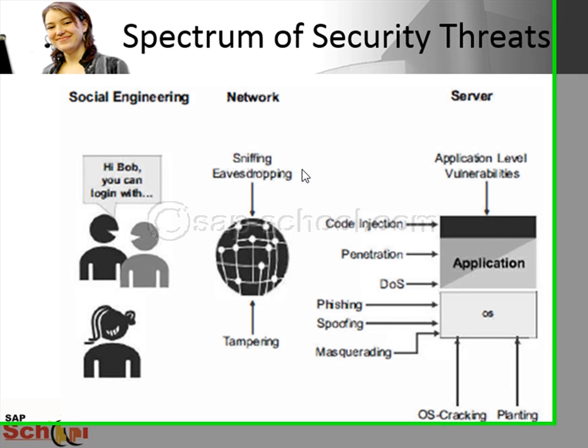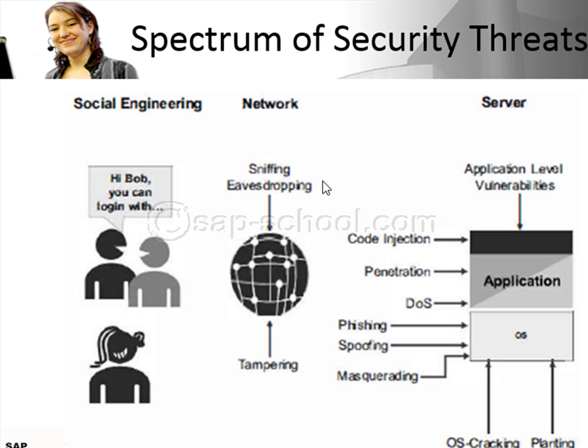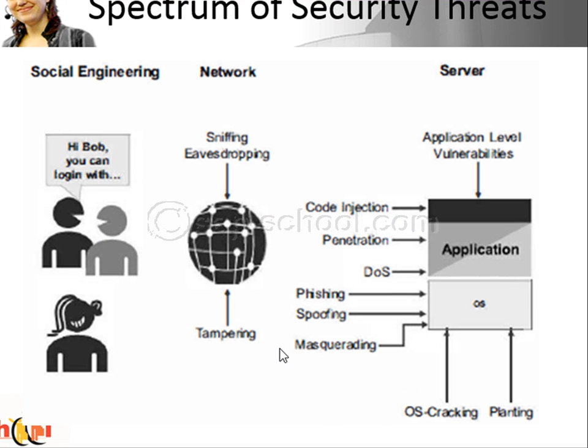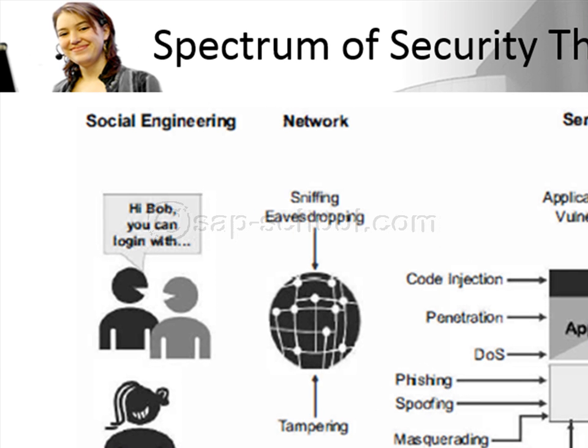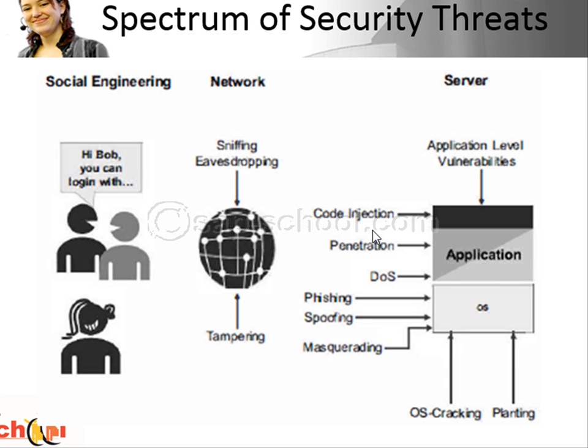So there's a whole spectrum of different security threats to an IT system, starting with social engineering. A typical example is passwords being shared between colleagues and friends. And then you have network related threats: sniffing, eavesdropping, or tampering. And then finally, the server related threats. These can come in different forms and shapes. For example, code injection could involve cross-site scripting attacks, and you could have SQL injection as part of the code injection attack, and so on.